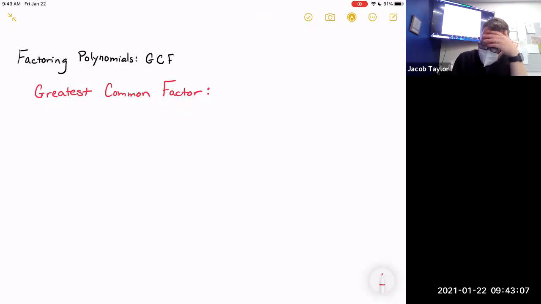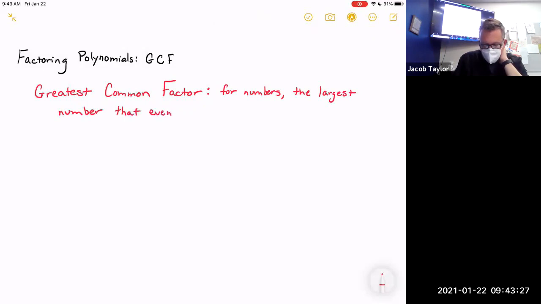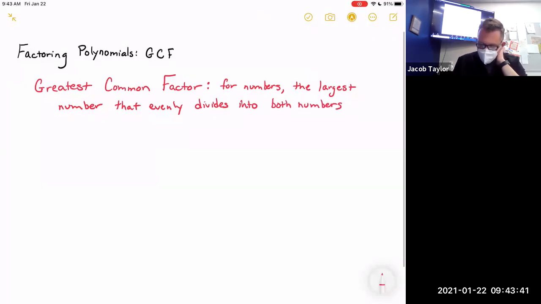It is the greatest common factor for numbers. Forget about variables, just for numbers. It's the largest number that evenly divides into both numbers. This is not the rule for variables, but we are going to get to variables in just a minute. Just for numbers, the largest number that evenly divides into both numbers.